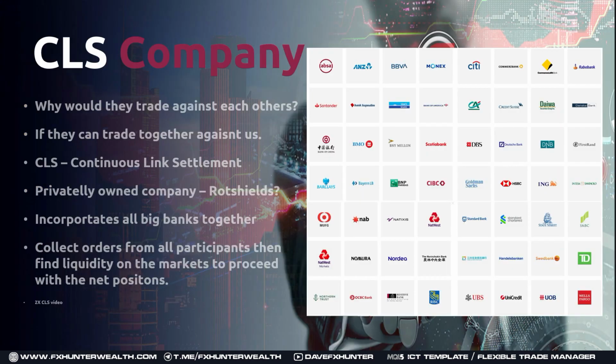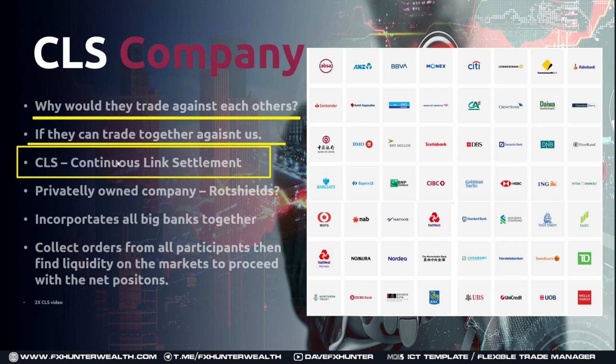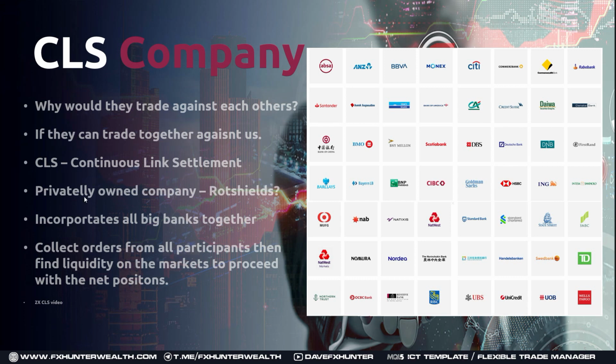The CLS company actually appeared back in 2012, and since then it is a company which is doing everything for all these banks, right? These are basically the banks which they are trading for, right? So why would they trade against each other if they can trade together against us, right? So they are using CLS, Continuous Linked Settlement, which is a privately owned company, probably by Rothschilds, I don't know. So what they do, they incorporate all big banks together.